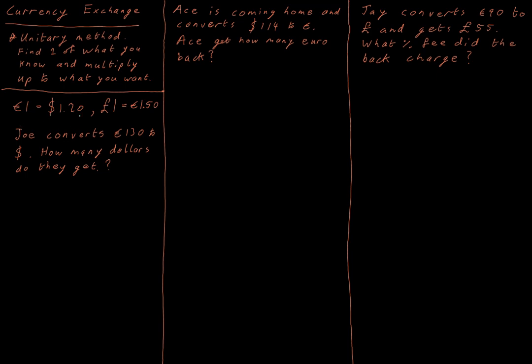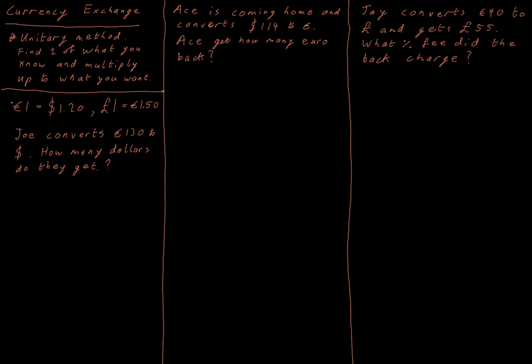At the bank that we are talking about, €1 will get us $1.20, and £1 will get us €1.50. So Joe converts €130 to dollars. How many dollars do they get? So we think about this and we say, well, I want to know one of the thing that I know about. I know about euros and I want to go to dollars. What's my relationship? I want to know what €1 is in dollars.